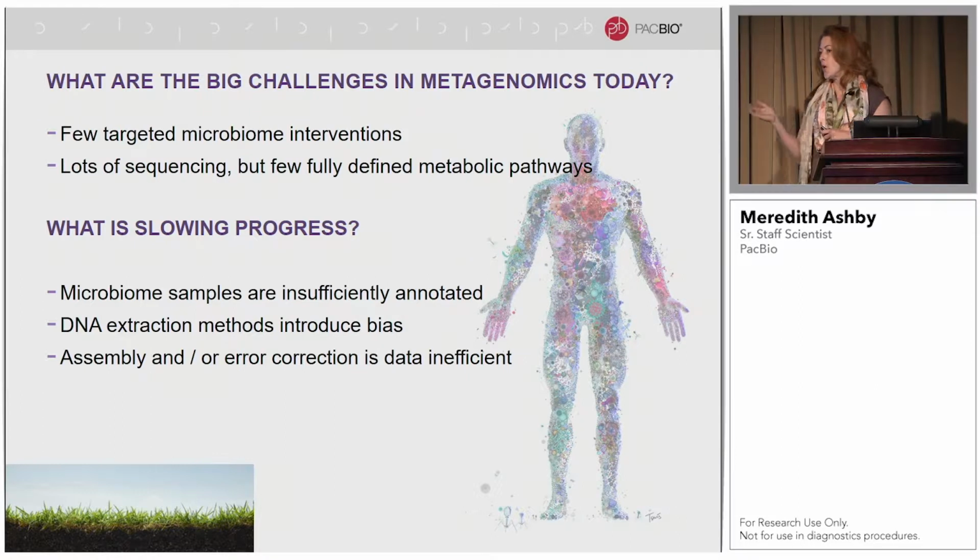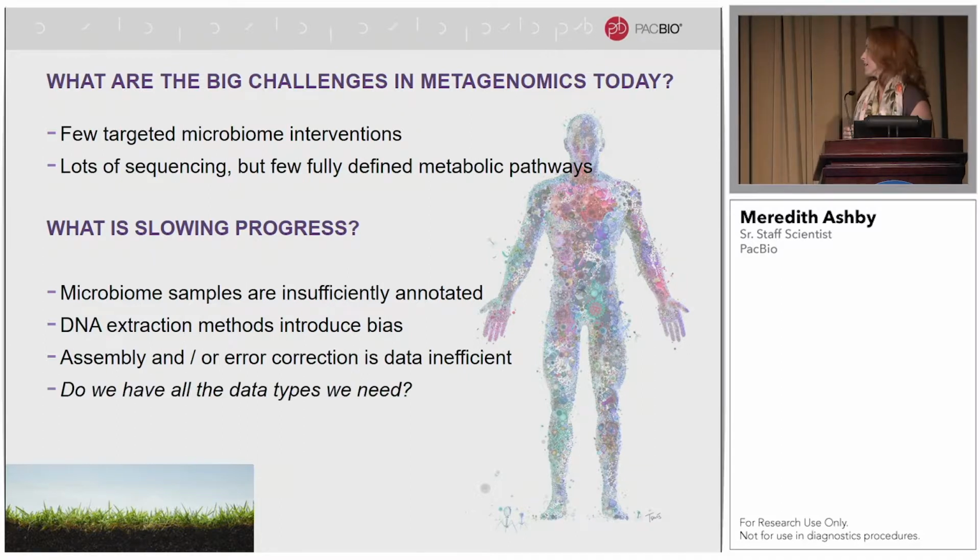Assembly or error correction is data inefficient. I don't know if you know, but in a typical metagenome assembly, between 30 to 70% of the data used to make that assembly cannot actually be mapped back to it for various reasons. And actually, the more complex the sample gets, the worse that statistic is. So a lot of people are thinking about, do we have all the data types that we need to really dig into what's going on in microbiome metagenome samples?